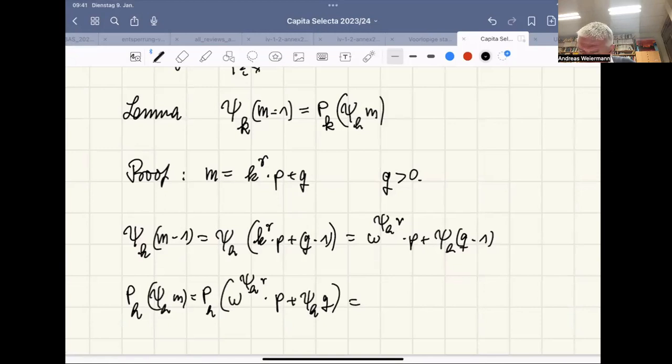This is by laws for the pk function. Pk distributes and can be calculated by the pk of the last term, because this term is smaller than this term. So this is omega to the pk of r times p plus pk of ck of q. And these two terms are the same by induction hypothesis. Great. Next one.